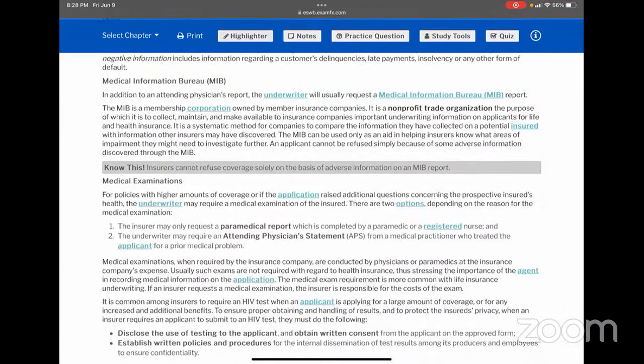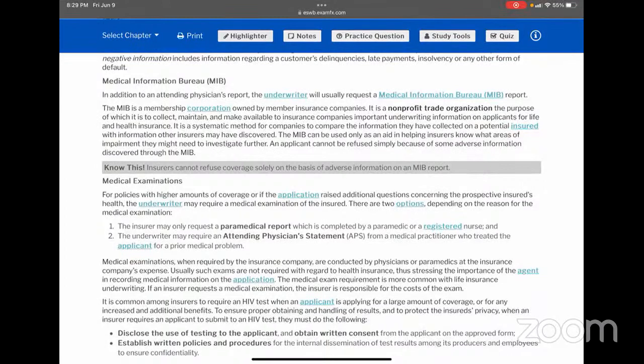It is a systematic method for companies to compare the information they have collected on a potential insured with the information other insurers may have discovered. The MIB can be used only as an aid in helping insurers know what areas of impairment they might need to investigate further. An applicant cannot be refused simply because of some adverse information discovered through the MIB.